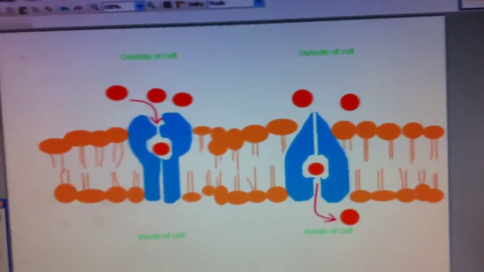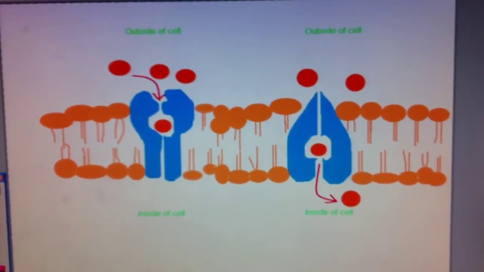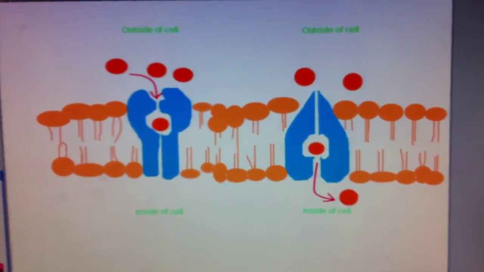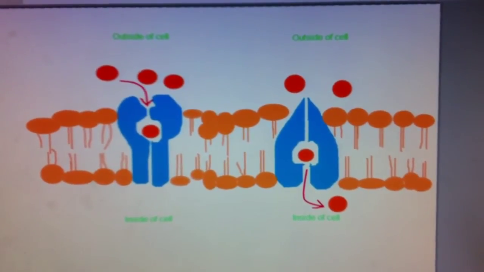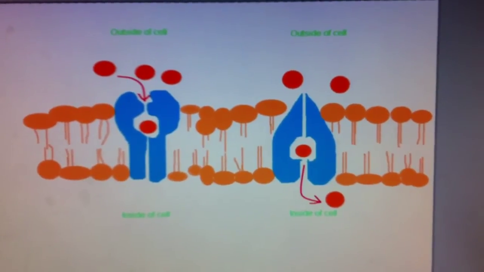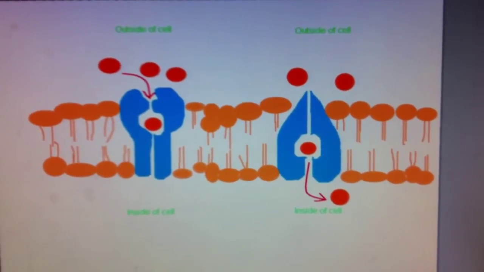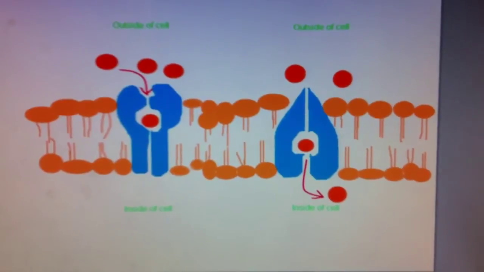In the picture, on the left, the molecule outside the cell binds to a carrier protein on the cell membrane. In the second picture on the right, the carrier protein changes shape, which releases the molecule inside the cell.